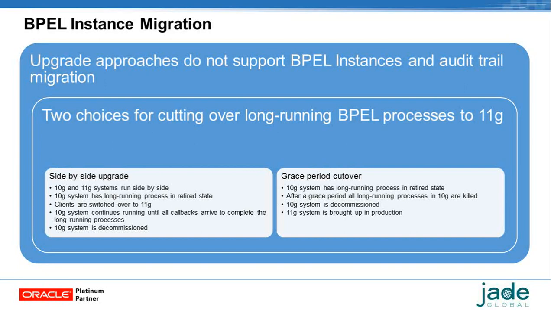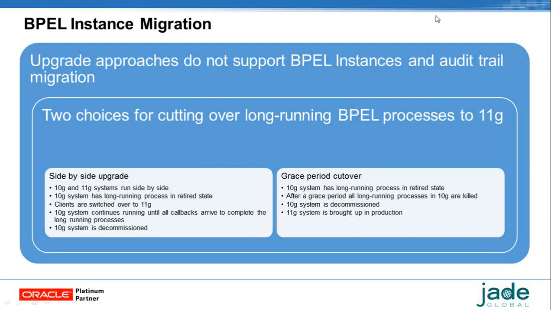So it's basically making sure that any long-running processes are completed within 10G itself, and the new things go to 11G and take the whole life cycle in 11G itself. Finally, once you have everything closed down in 10G, you can decommission the 10G system.